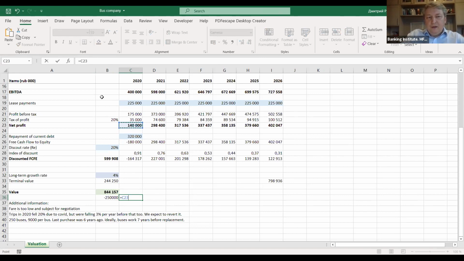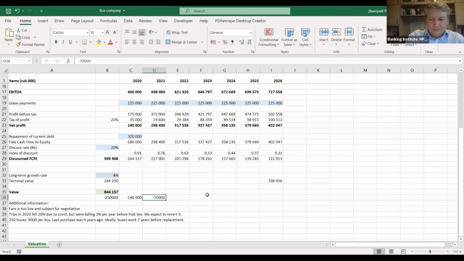That means that in this year we pay all the money, and from this profit we pay the next 70 million. Oh, the next 90 million, right? Sorry, 110.